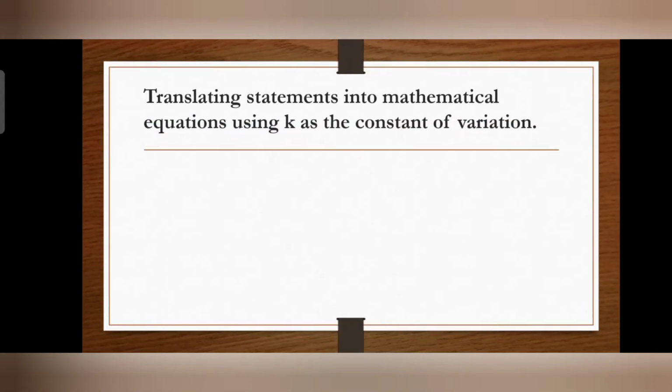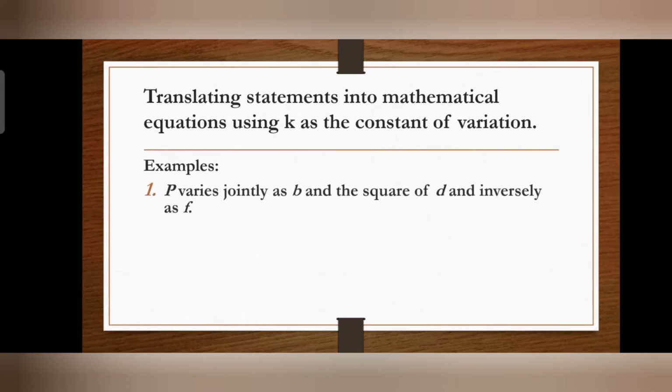Okay, translating statements into mathematical equations using k as the constant of variation. So, ang gagawin lang natin is, ita-translate natin ang statement into mathematical equation. Okay, example. Example number 1. P varies jointly as B and the square of D and inversely as F. So, the answer is copy P. P varies jointly as B and the square of D.